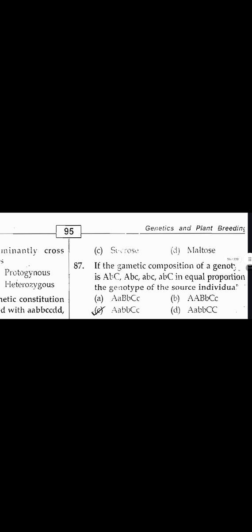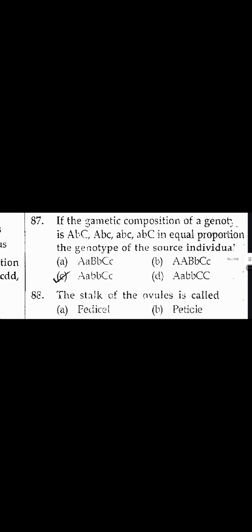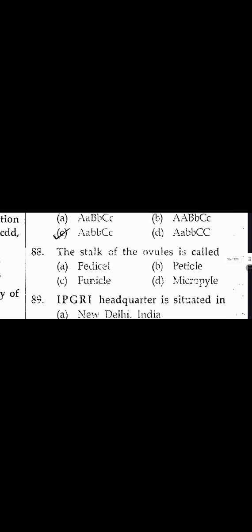Question number 85. Translocation of carbohydrate mostly takes place in the form of sucrose. Question number 87. If the gametic composition of the genotype is capital A, small b, capital C, that is ABC, and ABC, in equal proportion, the genotype of the source individual will be capital A, small b, capital C, small c. Question number 88. The stalk of the ovule is called, yes, option C, funicle.